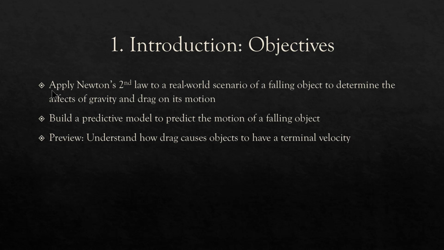Let's look at some objectives for this lab. So first off, we're going to apply Newton's second law to a real-world scenario of a falling object to determine the effects of gravity and drag on its motion. Then we'll build a predictive model to predict the motion of the falling object. And just as a preview of the results of this lab, we're going to be able to understand how drag causes objects to have a terminal velocity.